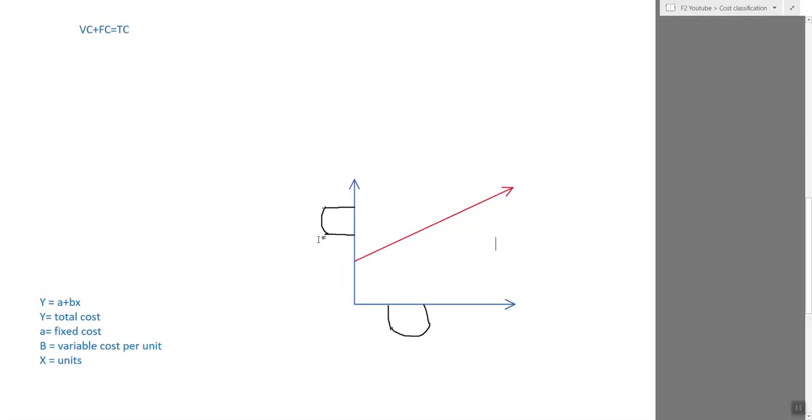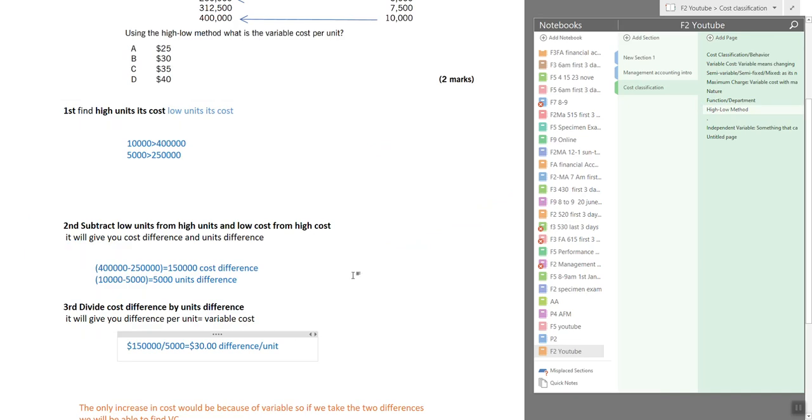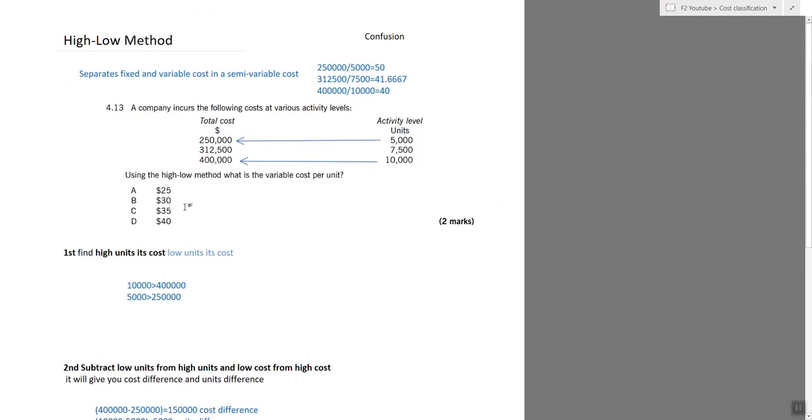The way it works is, if we have a semi-variable cost, let's say we have 5,000 units here, and the cost of which is here, 250,000. We have 10,000 units, and the cost of which is 400,000. So let's say one point is here, and another point is here. The only thing that will change in these 2 points would be the variable cost. Fixed cost would not change, the variable cost would change. So if we look at this change and divide it by the units, it will give us the change per unit, and that change per unit is your variable cost. But obviously it doesn't end here. The answer of this is B.